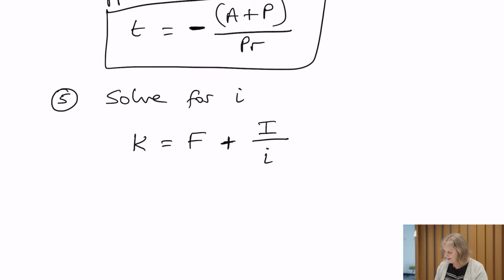So what we have now to solve for i, we want to work out what the unique value of small i is. We see that that is in the denominator on the right-hand side.